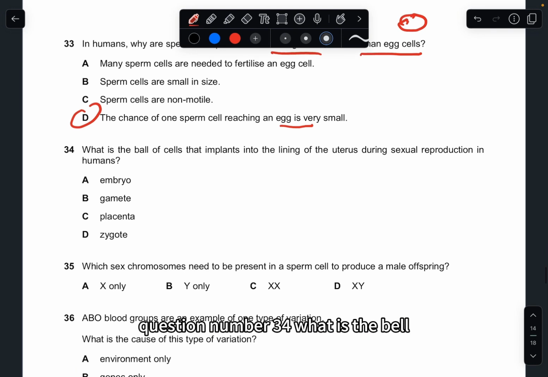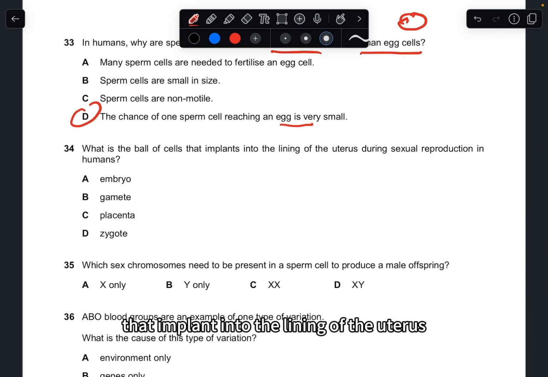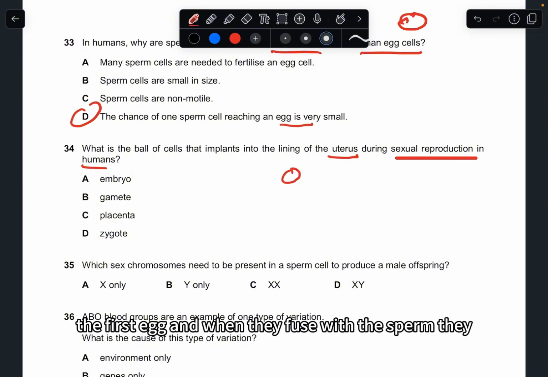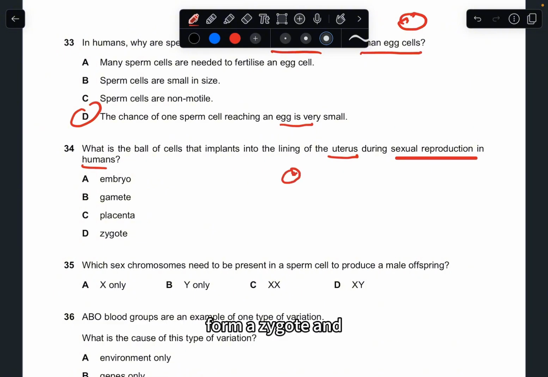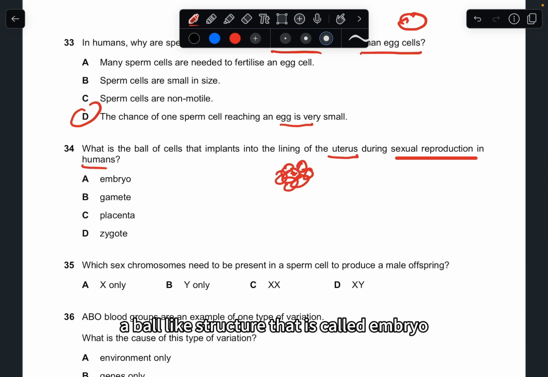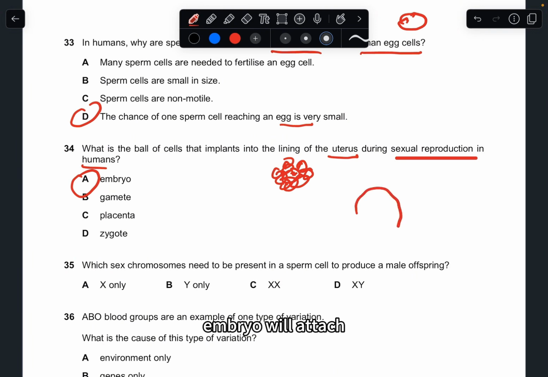Question number 34. What is the ball of cells that implants into the lining of the uterus during sexual reproduction in humans? The egg fuses with the sperm and forms a zygote, and the zygote then divides by mitosis, dividing more and making a ball-like structure that is called an embryo. The embryo will attach to the wall of the uterus.